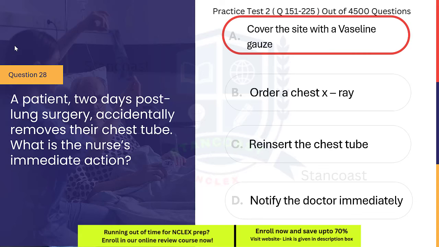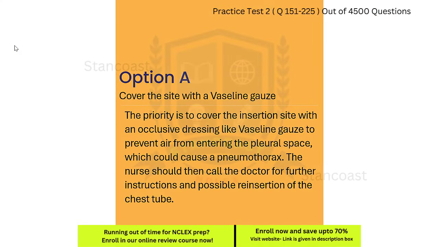Cover the site with a Vaseline gauze. The priority is to cover the insertion site with an occlusive dressing like Vaseline gauze to prevent air from entering the pleural space, which could cause a pneumothorax. The nurse should then call the doctor for further instructions and possible reinsertion of the chest tube.